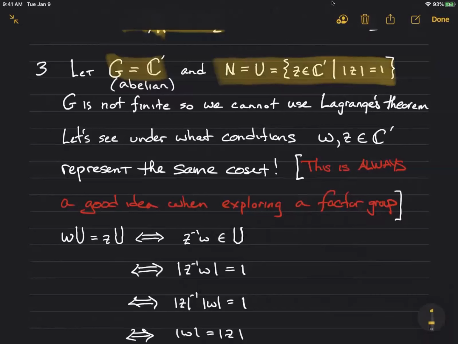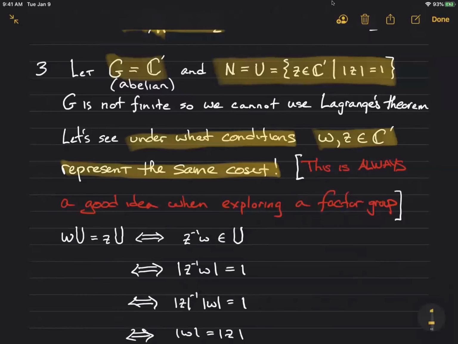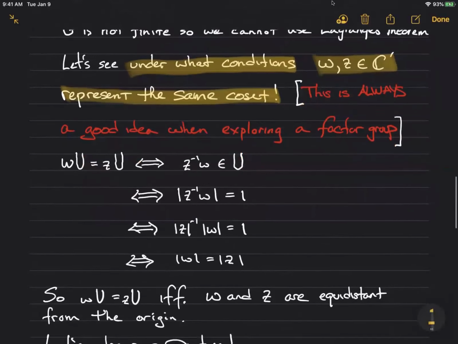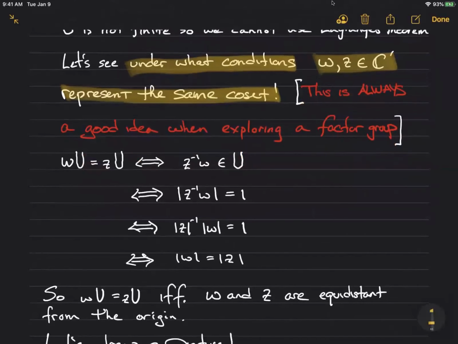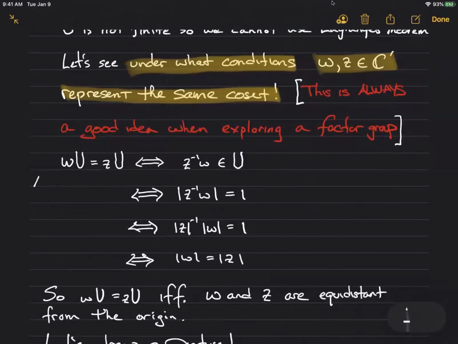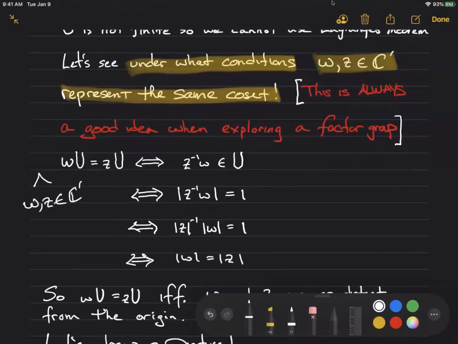So this is another useful idea. You can always ask yourself this question: under what conditions do 2 elements of the group represent the same coset? It's always a good idea when you're thinking about a new factor group to ask yourself this question and try to answer it. And let's see how we can try to answer it. So I'm picking a couple of complex numbers. Didn't write it here, but I can. What are these things? Let me squeeze it in over here. Take some W, some Z. They're any 2 non-zero complex numbers. Okay.